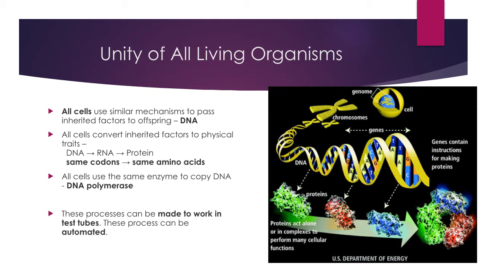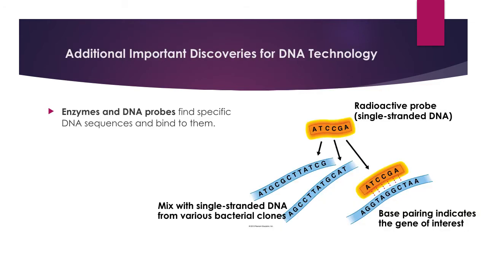These processes, making proteins from DNA and copying DNA, can be made to work in test tubes. Actually, it's pretty easy to make it work in a test tube. And in fact, you can automate the process. You can have a machine do it. And so this is kind of the basics of DNA technology. There are a couple other important things, but it's all similar. It's all stuff that was discovered in cells.